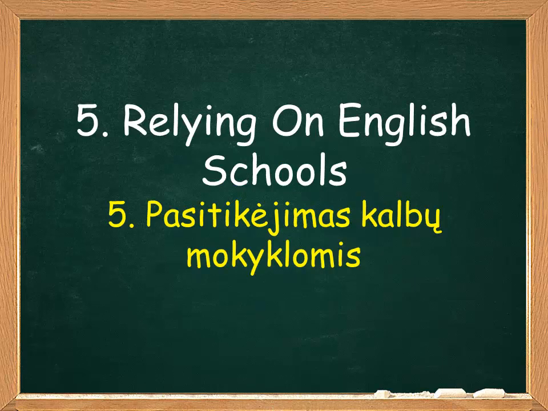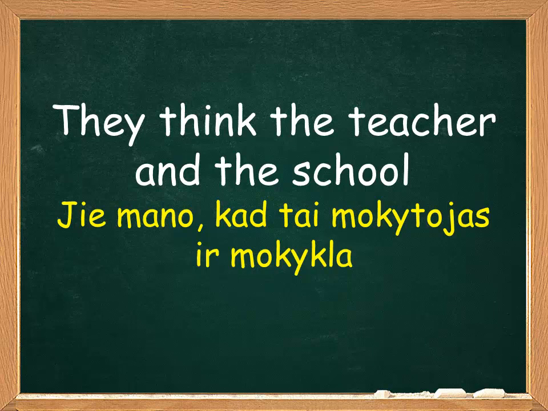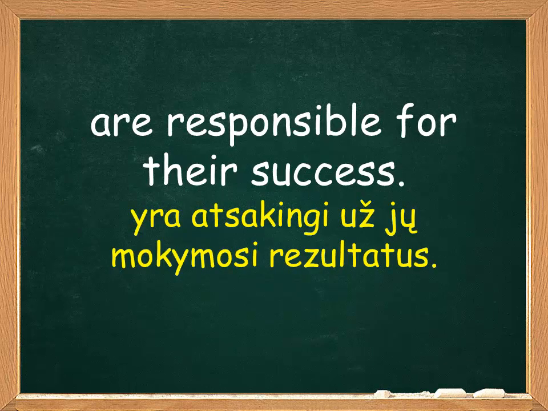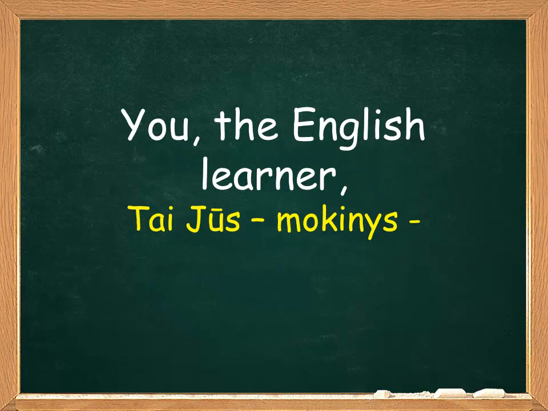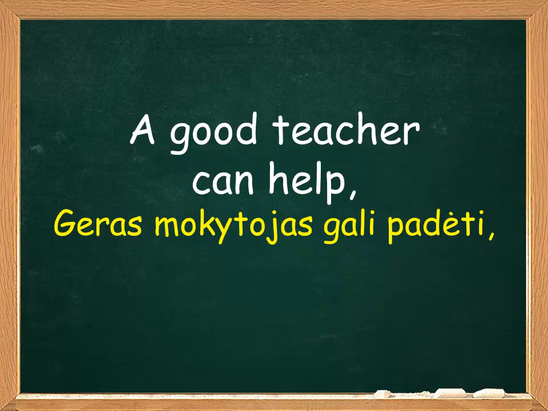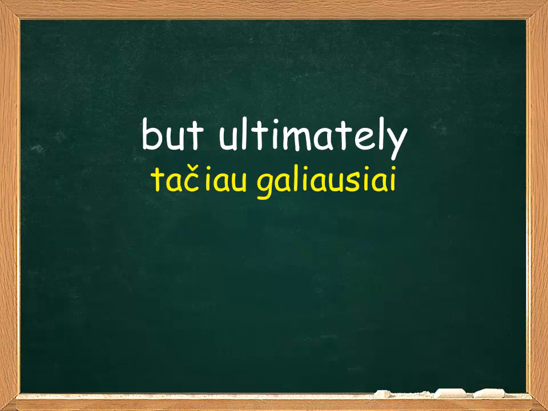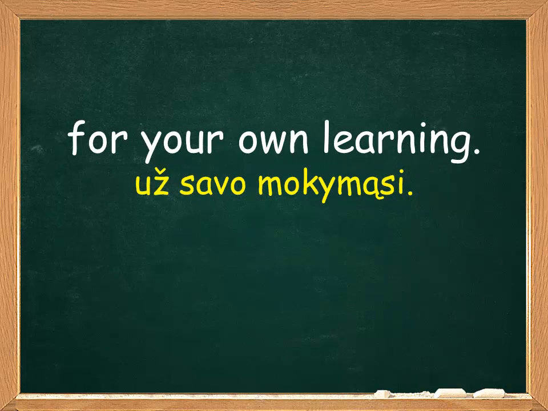5. Relying on English schools. Most English learners rely totally on schools. They think the teacher and the school are responsible for their success. This is never true. You, the English learner, are always responsible. A good teacher can help, but ultimately, you must be responsible for your own learning.